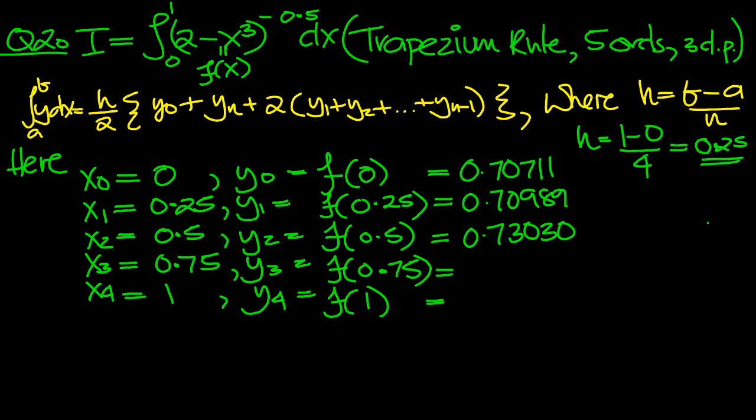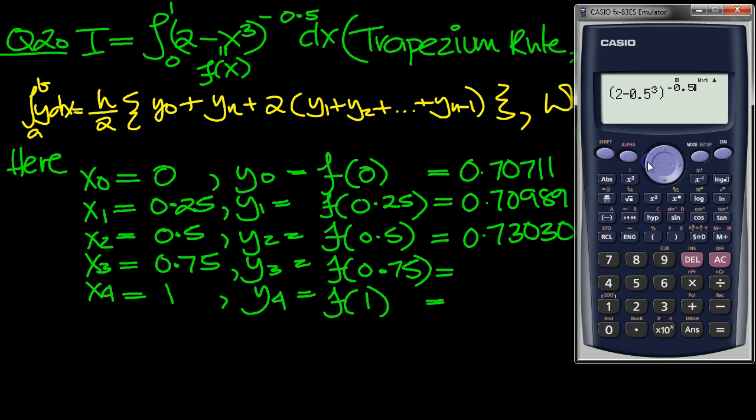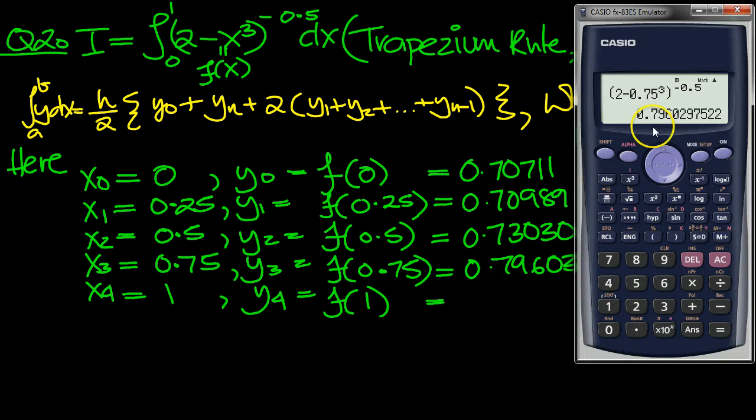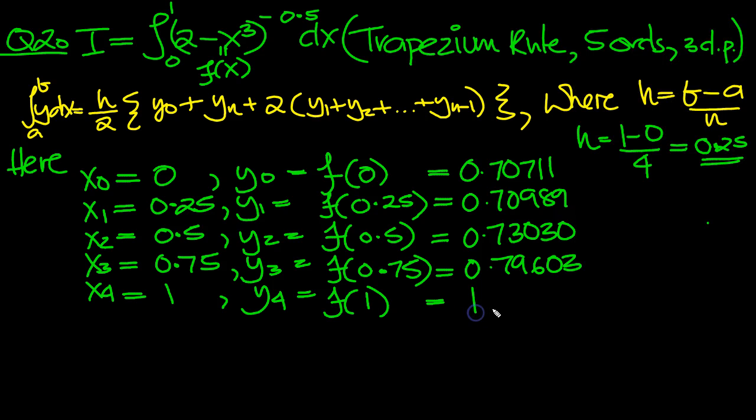There we go. And now the next one, put 0.75 in instead of 0.5. 0.79603. Just check that. 0.79603, yeah. And then the 1. Oh, it would be 2 minus 1 cubed. Let's just do it anyway, because that should work out as 1, yeah, which it does. So there's our values then.